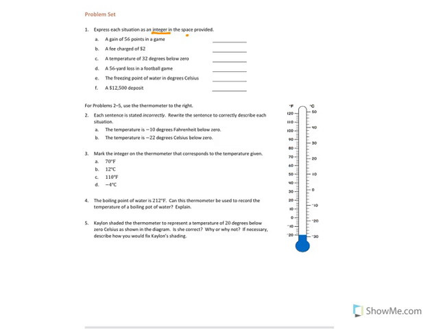A gain of 56 points in a game. A gain, which means you move forward, of 56 points in a game. Is it a positive 56 or a negative 56? Well, hopefully you remembered that it is a positive 56.